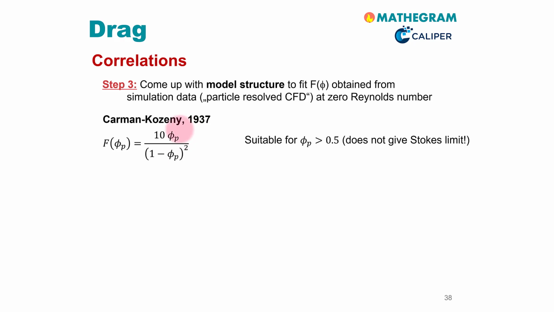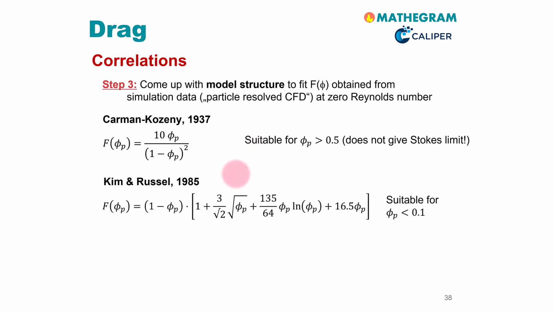The problem with that is, and you see it already here, if phi p approaches 0, the correction function is also approaching 0. So for the dilute limit, this correlation is not suitable, and one can only use it for relatively high particle volume fraction larger than 0.5.